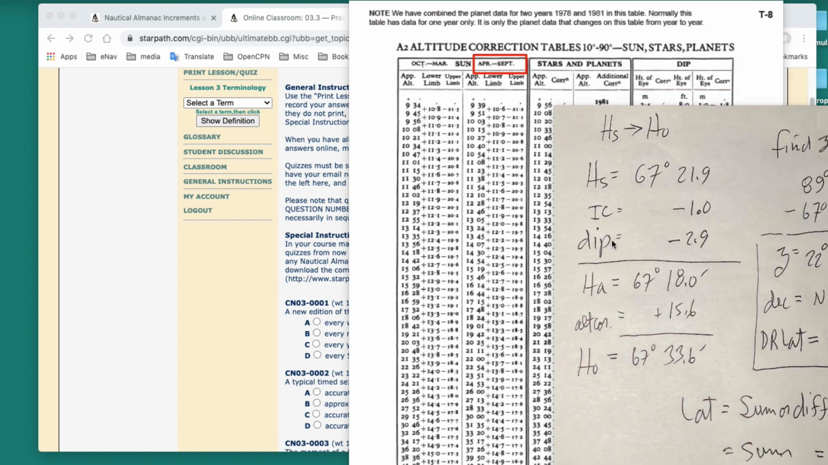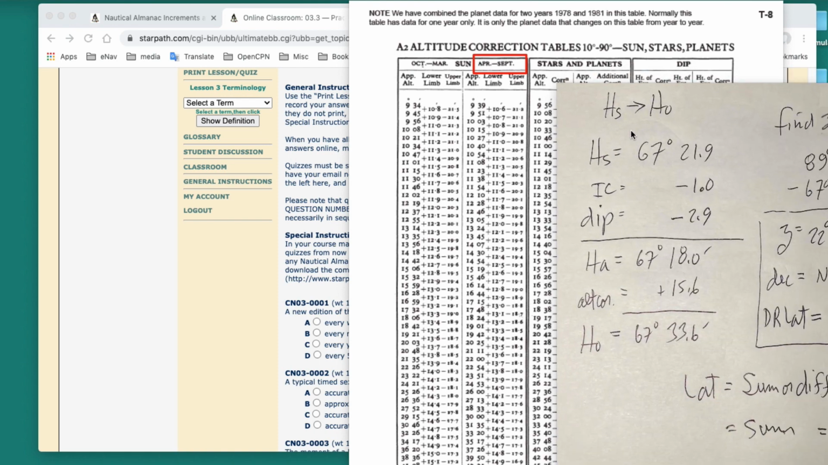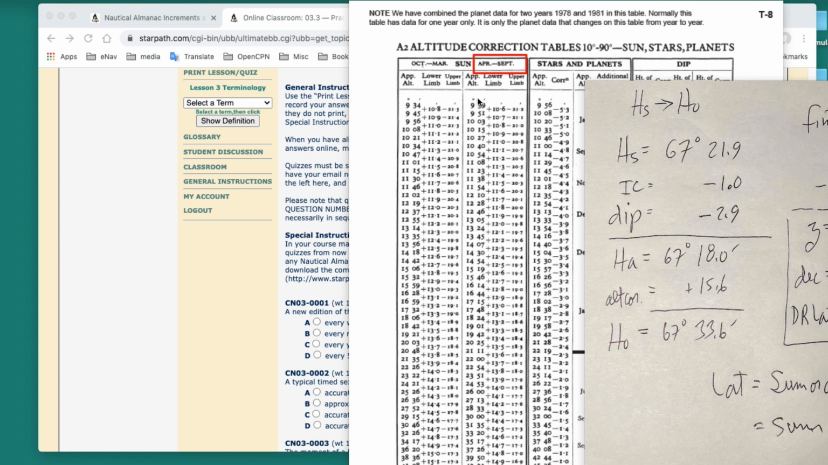So here now, though, is something important to know. We've got to know we're in July. There are 2 columns here, and there's a lower limb and upper limb. See, for the lower limb, you're adding about half the size of the sun, the semi-diameter, as plus 15.6. But if you measured the top edge of the sun, then you subtract something. So we're adding because it's a lower limb.